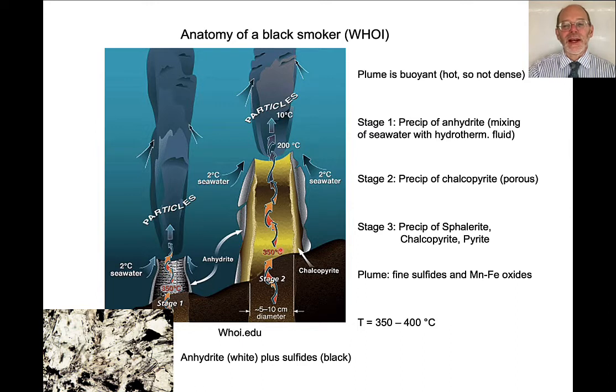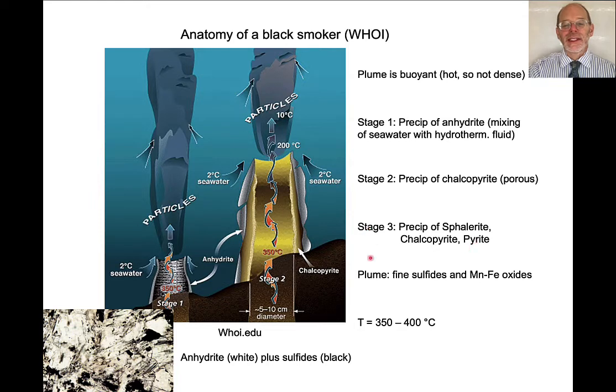And this chalcopyrite is porous, so that means that fluids can penetrate through the chalcopyrite and either precipitate other minerals in the interstices, in the open spaces of the chalcopyrite, or it can actually make it to the seawater and react with seawater there. And then what we see in stage 3 is the precipitation of sphalerite, chalcopyrite, and pyrite. So zinc sulfide, copper iron sulfide, and iron sulfide.